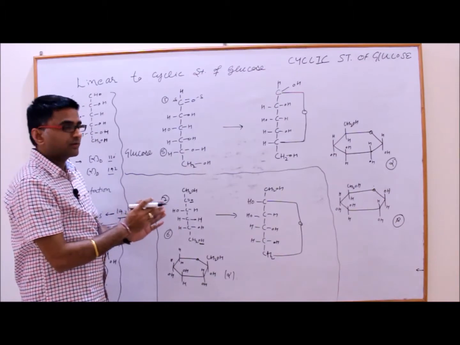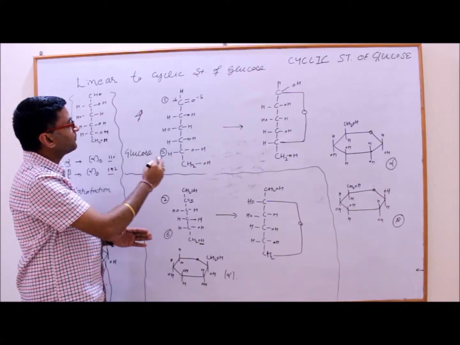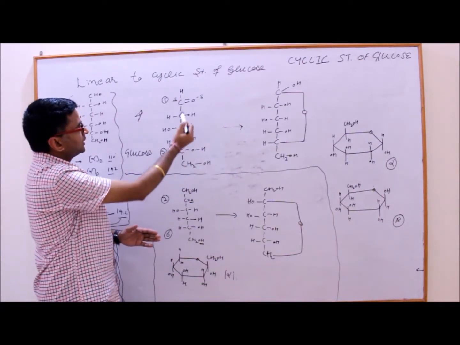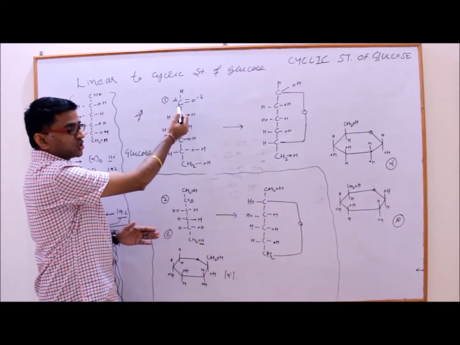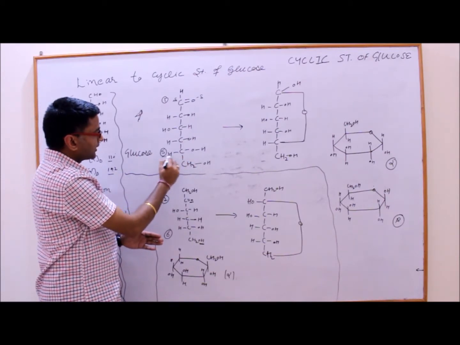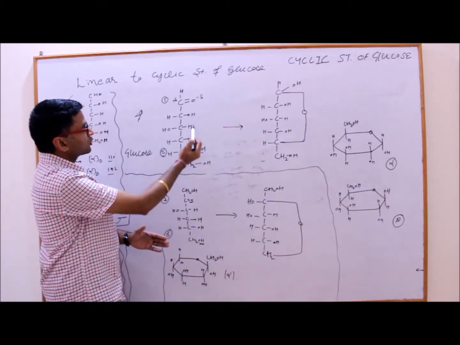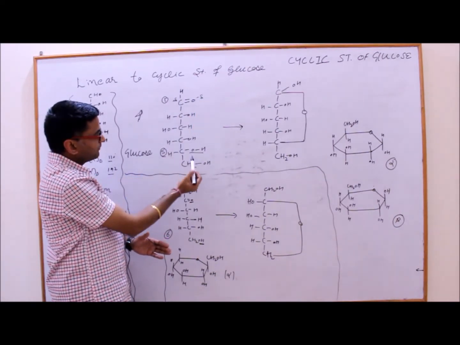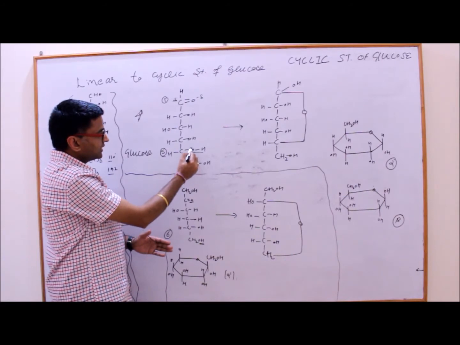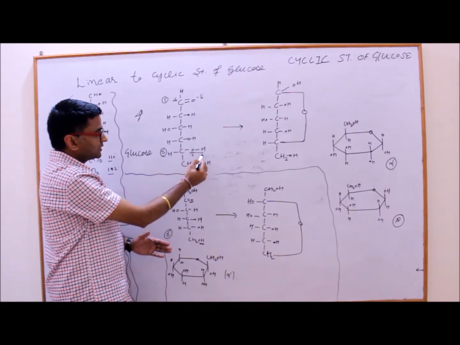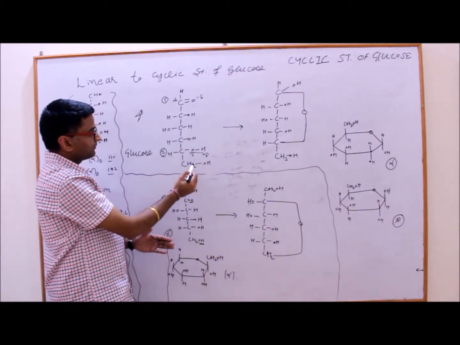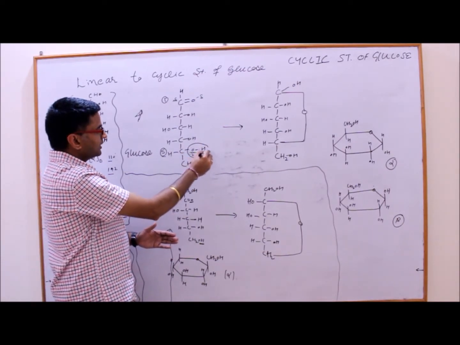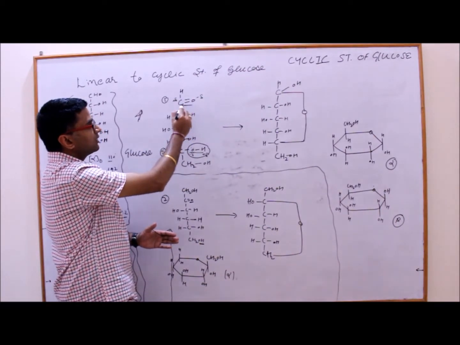So what happens in the cyclic structure? Again, this is very important. We have 6 carbons, 1, 2, 3, 4, 5, 6 of the glucose. This is the aldehyde group at the first position, and this is the alcohol group at carbon number 5. See, this oxygen is partially negatively charged, and the carbon is partially positively charged. In this OH group, this oxygen is partially negatively charged, and this hydrogen is partially positively charged. What happens is that this OH group reacts with this carbonyl group here.